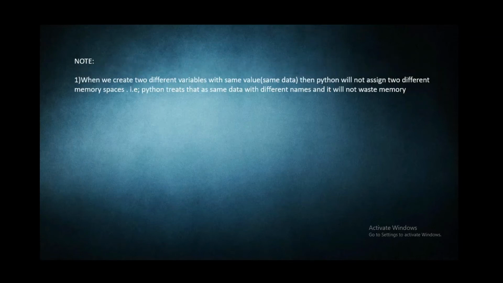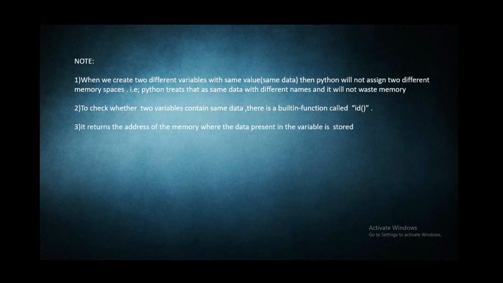We can also create two different variables with the same data. When we create two different variables with the same data, Python will not assign two different memory spaces. That is, Python treats it as the same data with different names so that it will not waste memory. To check whether two variables contain the same data, there is a built-in function called id. It returns the address of the memory where the data present in the variables is stored. So if the address or id is the same, then we can say that the two variables are the same.